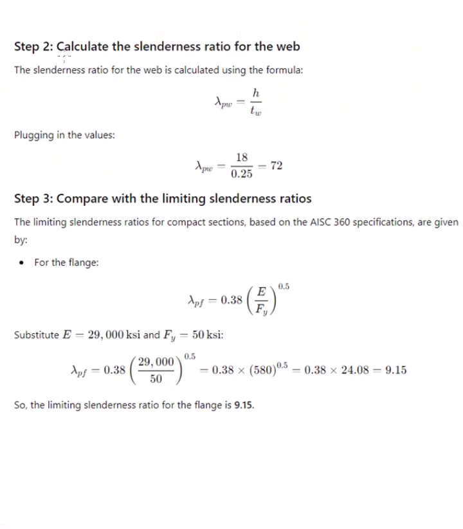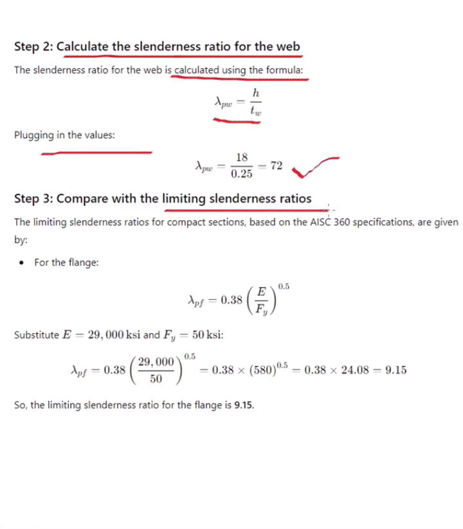So next, step 2, calculate the slenderness ratio of the web. The slenderness ratio of the web is calculated using the formula lambda PW equal to h by dw. Plugging in these values, we get lambda PW is 72. Compare with the limiting slenderness ratios.